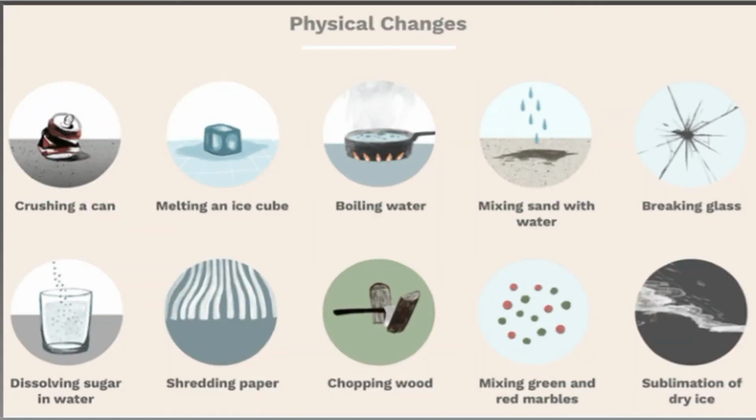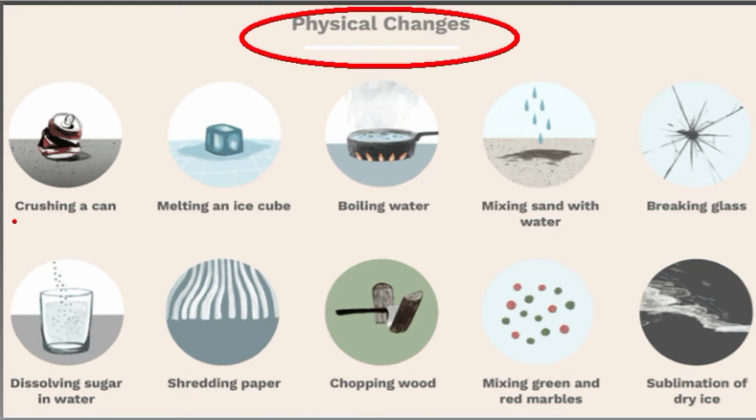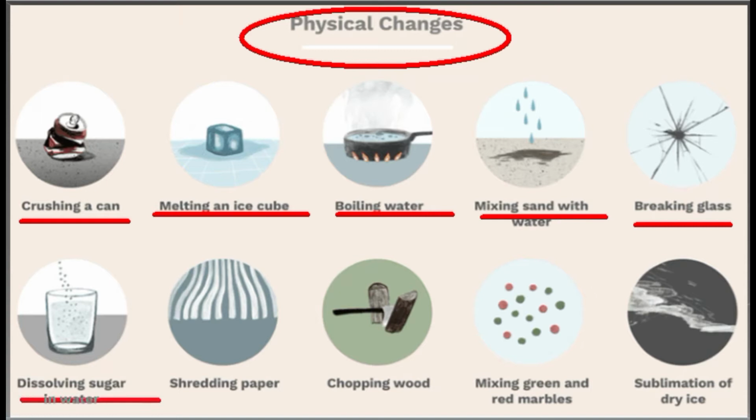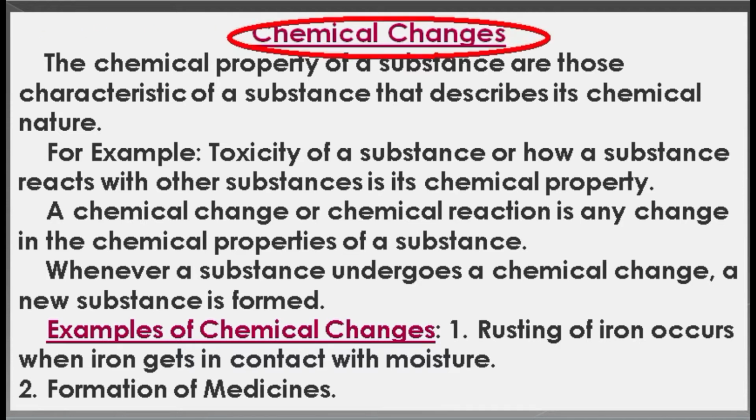Now students, as you can see here are some more examples of physical changes. As the first one, you can see here crushing a can, melting an ice cube, boiling water, mixing sand with water, breaking glass, dissolving sugar in water, shredding paper, chopping wood, green and red marbles, sublimation of dry ice, etc. So students, in all these examples, the changes involve the physical property of a substance. Now students, the second main category of changes is chemical changes.